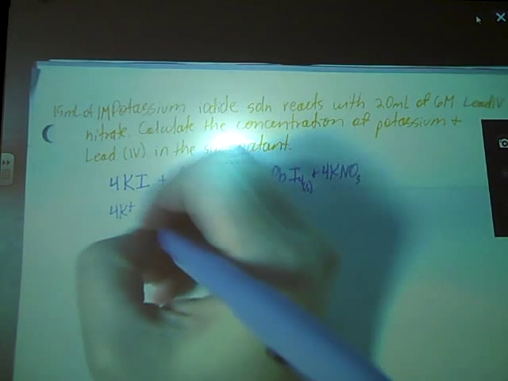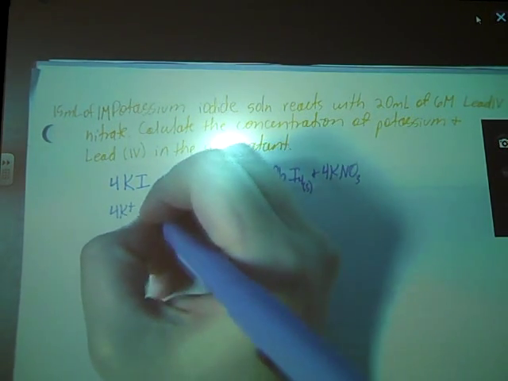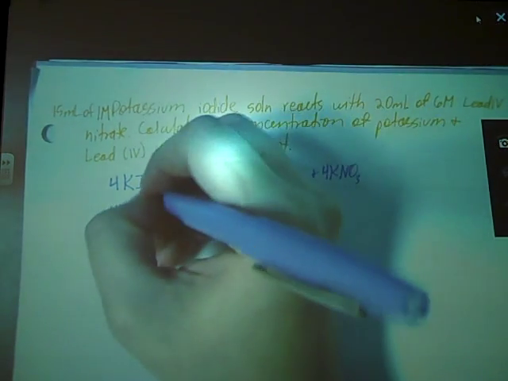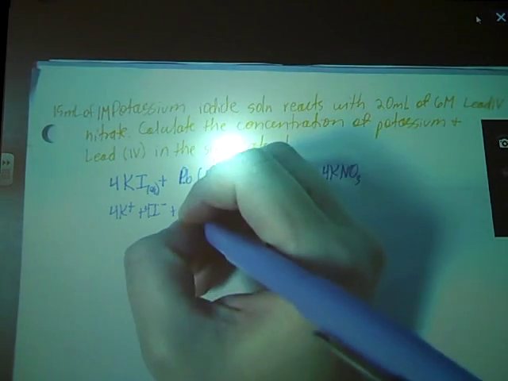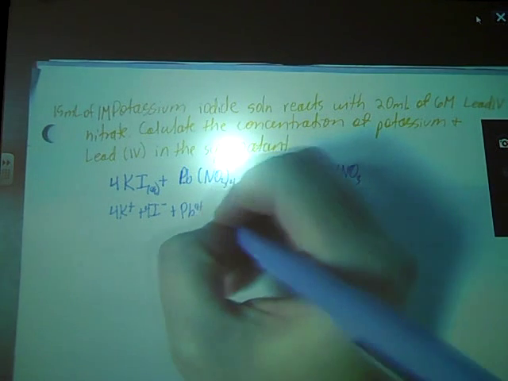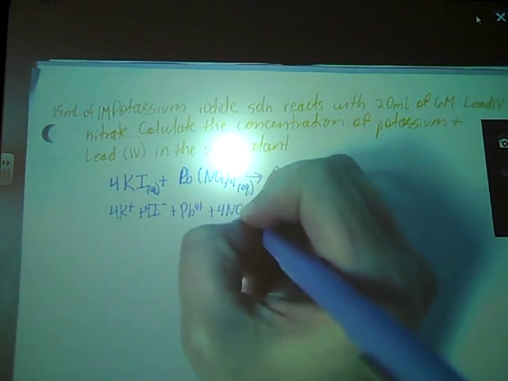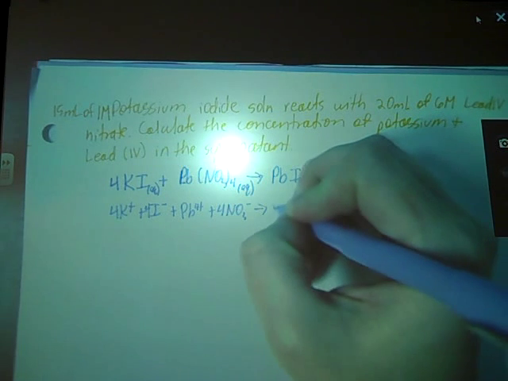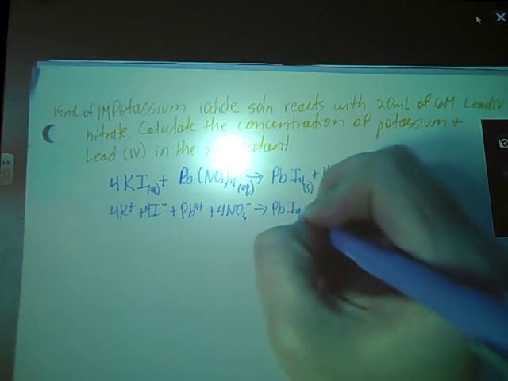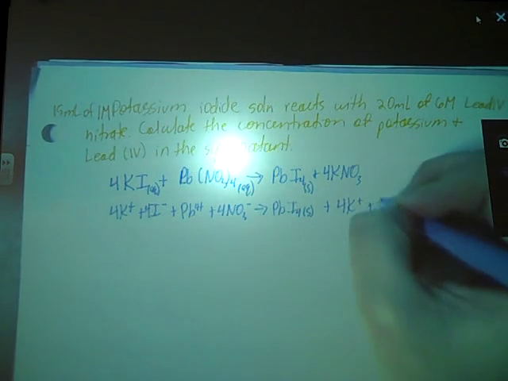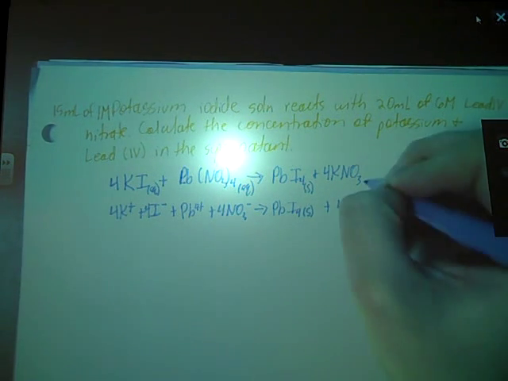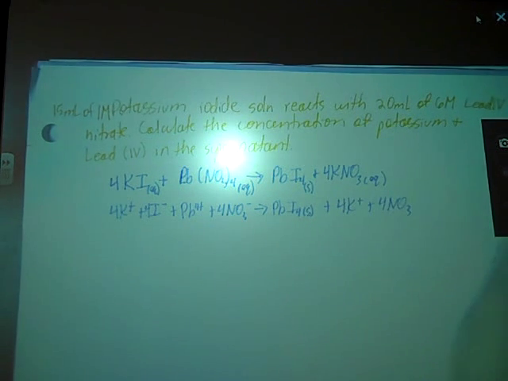Potassium iodide is soluble, so I can break it apart into its ions. Lead nitrate, courtesy of that nitrate, is also soluble, and I can break it apart into its ions. Since lead iodide is solid, it has to stay put, and potassium nitrate is also soluble. Okay, there we have it.